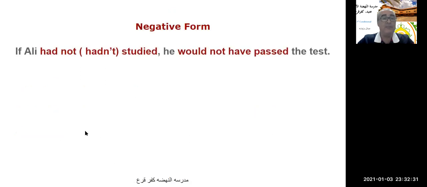In the negative form, if Ali had not or hadn't studied, he wouldn't have passed the test. We simply add not between had and the verb 3. If Ali had not studied, he wouldn't have passed the test. This means that Ali studied and passed the test.